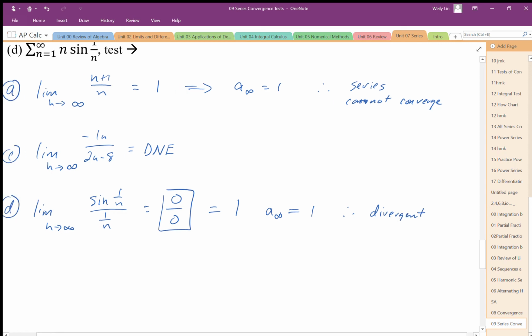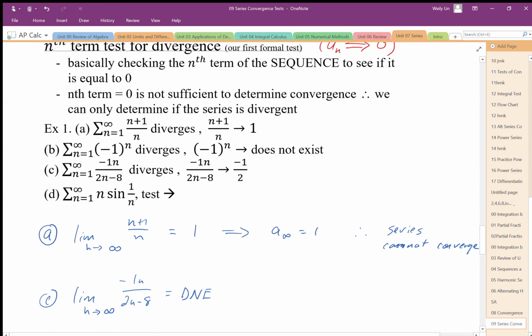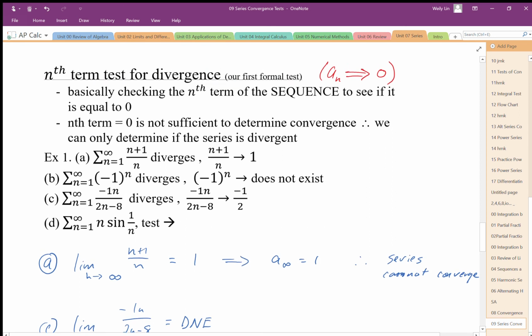Okay, so with this nth term test, all we're doing now is just formalizing what we've kind of talked about before. It's called the nth term test for divergence. This is our very first criteria that we have to pass, where the T_n or the a_n must go to 0.